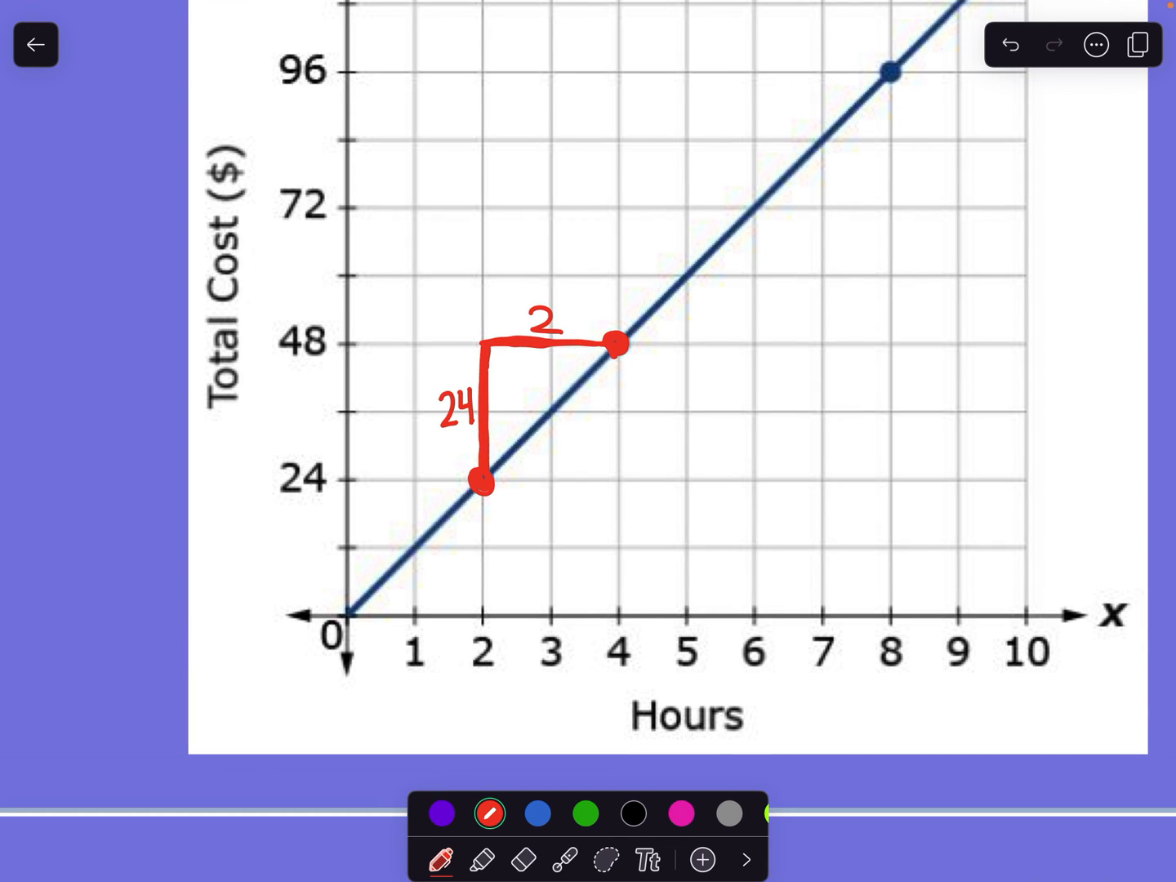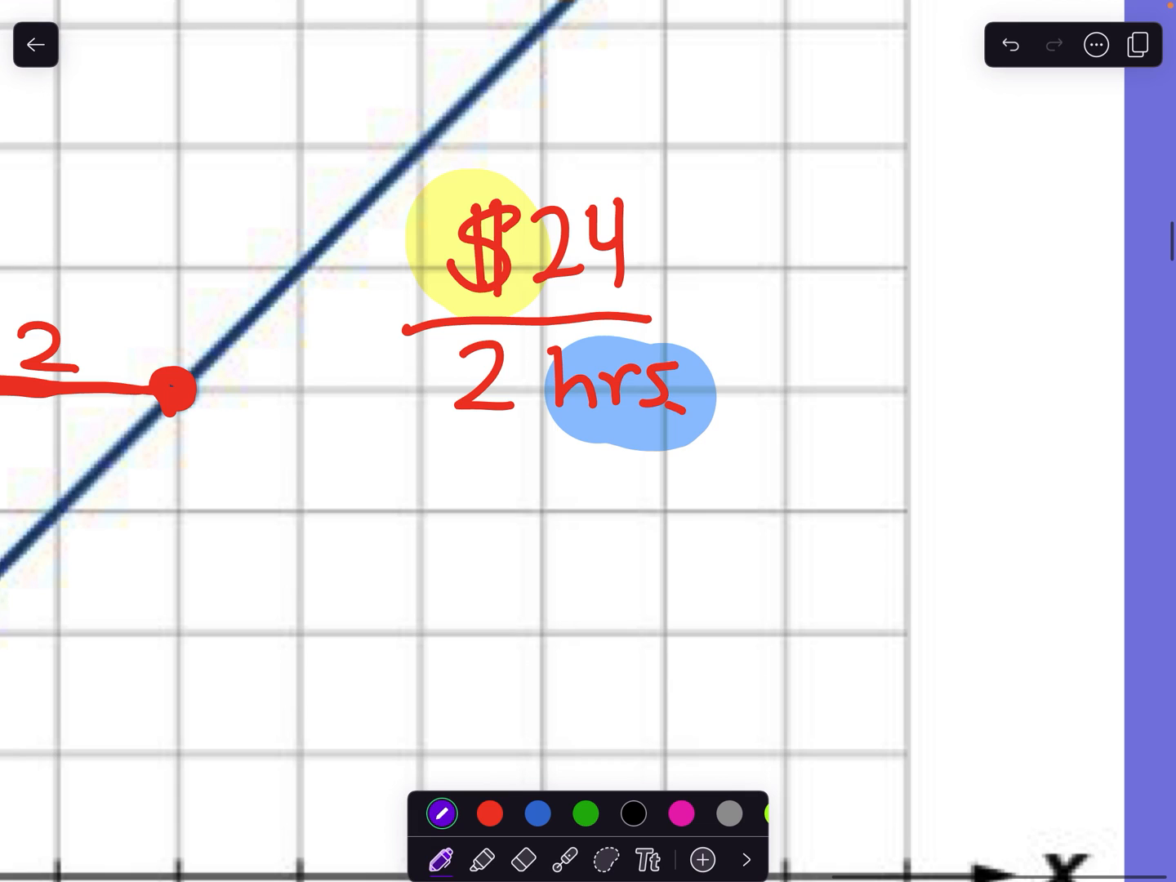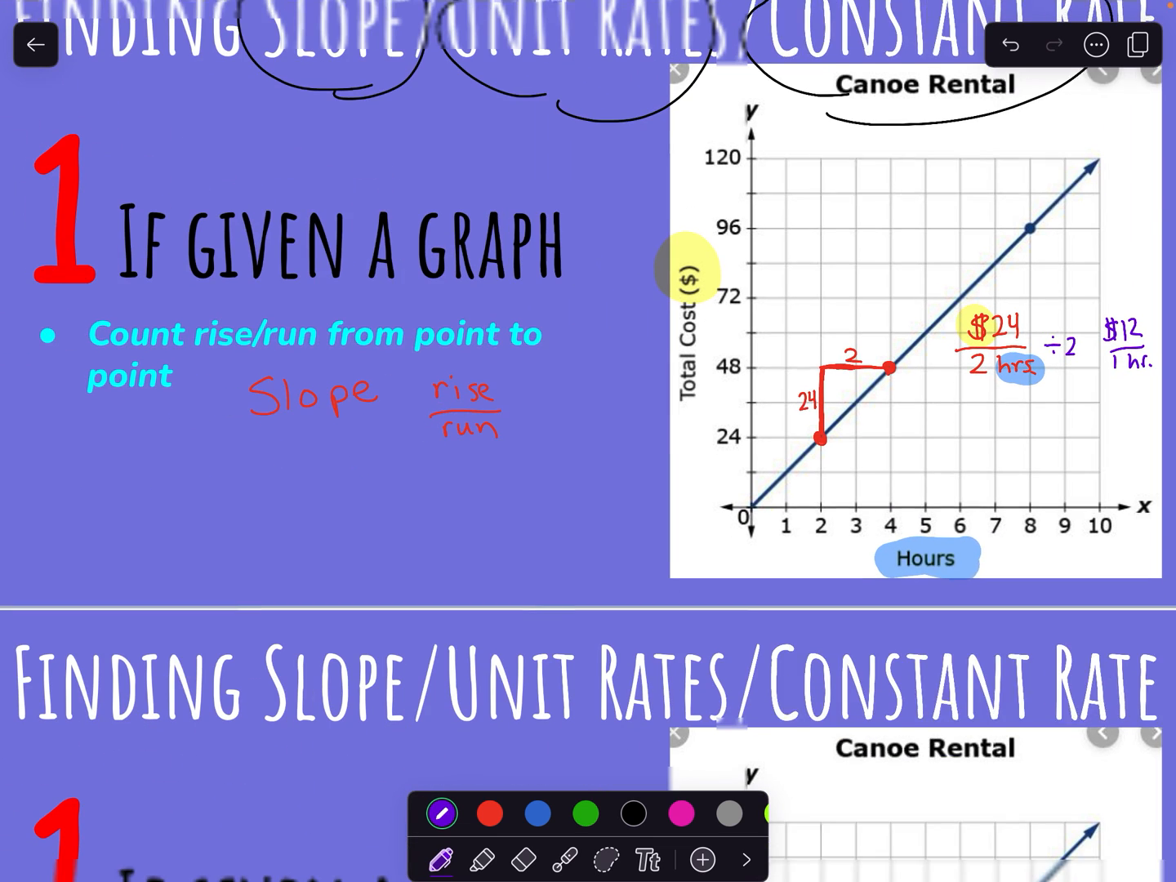So here, I'd say my rise is $24. My run is 2 hours. You get your label from what it is on the y-axis, that's the label for the top, and what it is on the x-axis, that's the label for the bottom. So if it's $24 for every 2 hours, I can simplify that by 2. I'd say that'd be $12 for 1 hour, or $12 per hour, same thing.